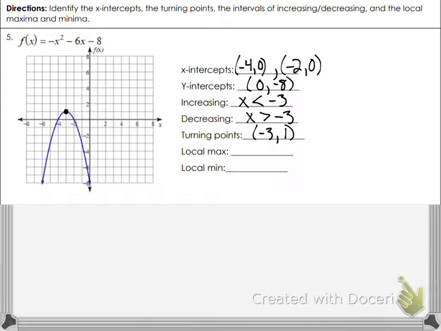What's my local max? My local maxima? Is it -3, comma 1? Yeah, our turning points are either maximums or minimums. In this case, it's a maximum because this ordered pair is higher than all the other ordered pairs around it. Does that make sense? Do I have a local minimum? No, I do not. So I would put none. Questions on example 5?